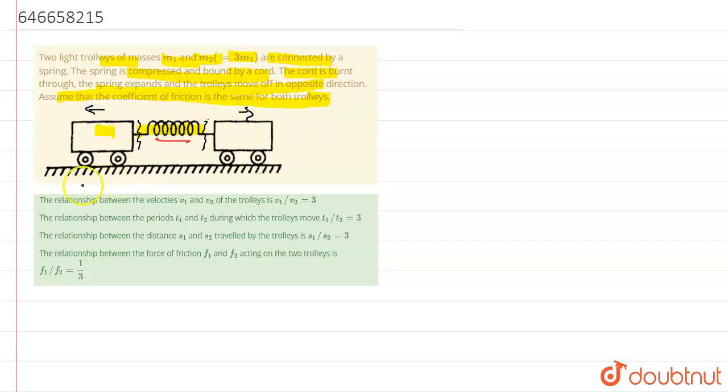So which relationship is there? There are four options given with some relationships. It's asking which relationship is correct and which we have to follow.